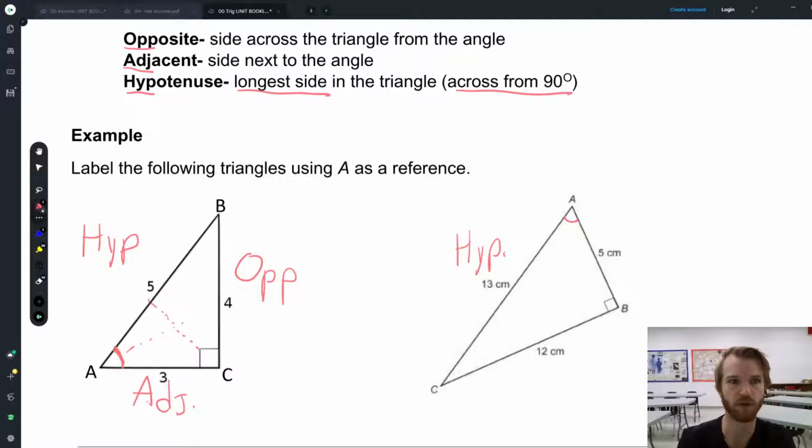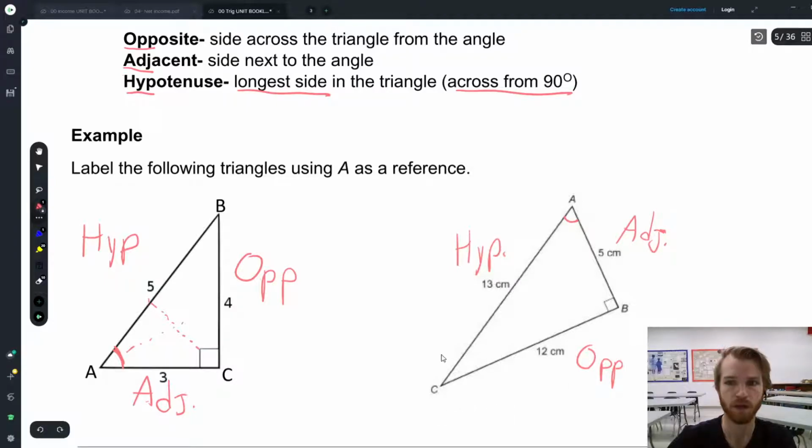Now we need to determine which is opposite and which is adjacent. Opposite of angle A, directly across the side it's not touching, would be this 12-centimeter side right here. This is opposite. I'm writing OPP for opposite. And adjacent, the side right next to the angle, is this side here. So I'm going to write ADJ to stand for adjacent.